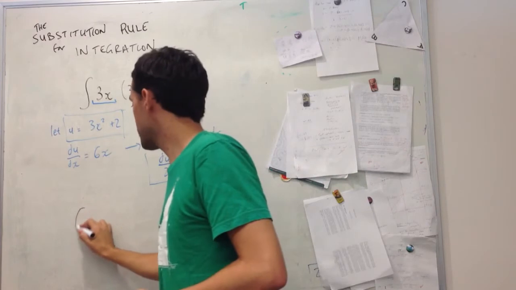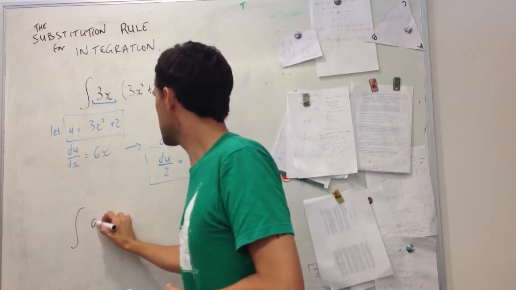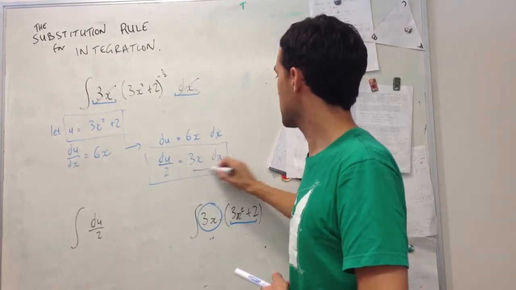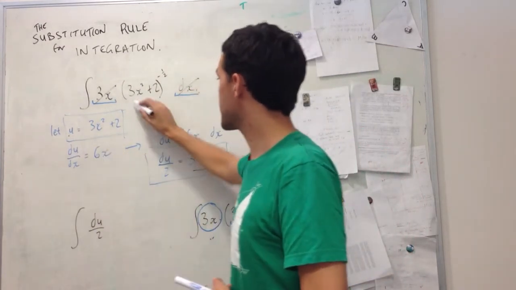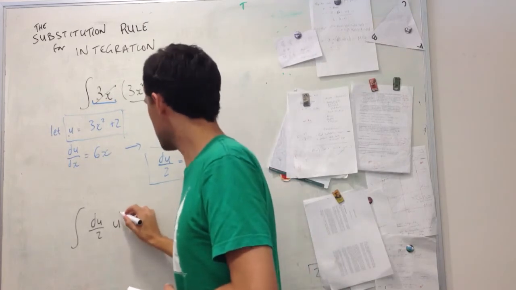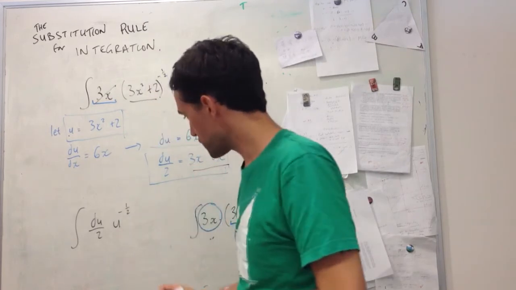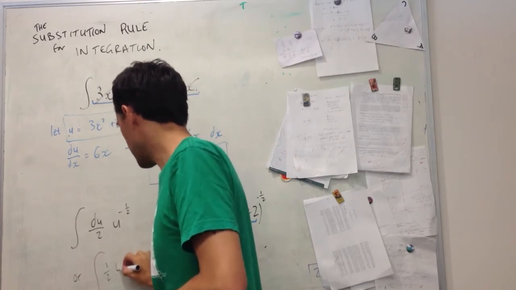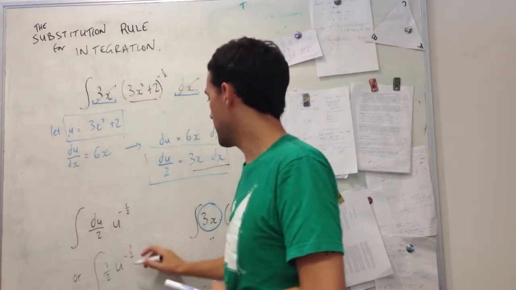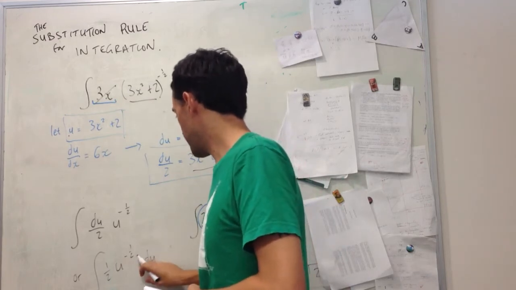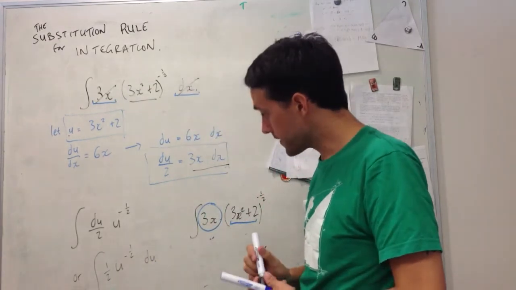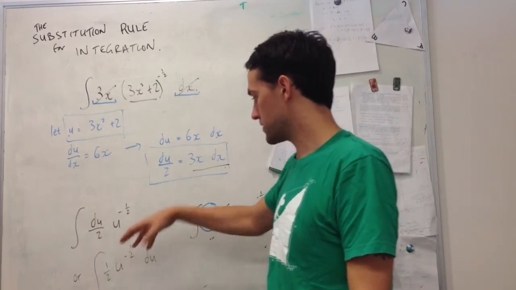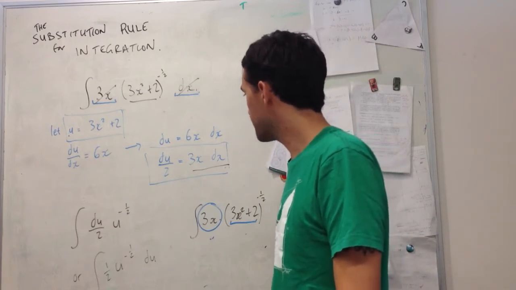So it becomes du on 2, which replaces the 3x and the dx, because that's what that's equal to here, and then substitute the u back in for here, u to the negative half. Or, a half times u to the negative half du. And this is an integral that we can deal with because it's just a constant multiplied by u to the negative half. We can use the power rule.